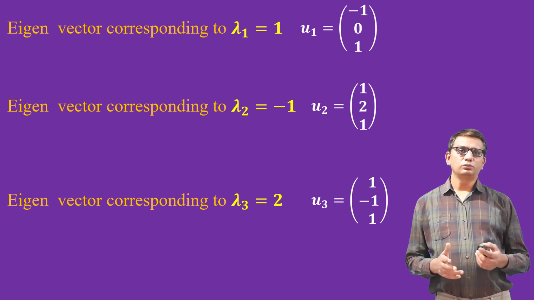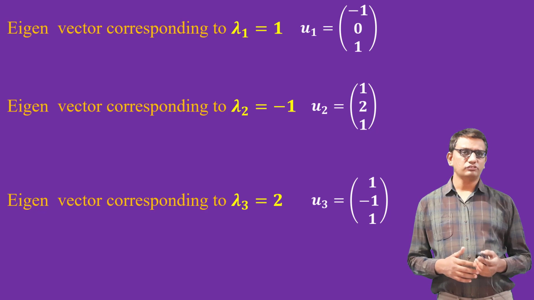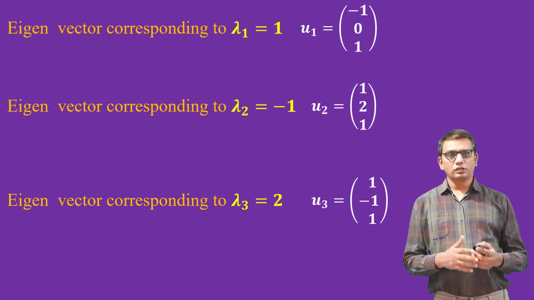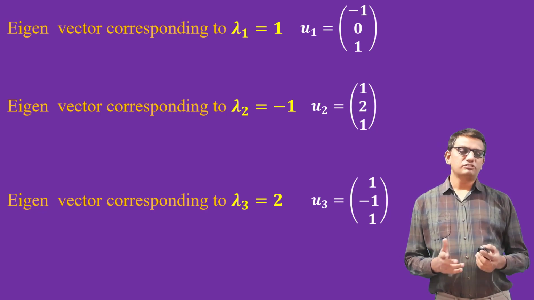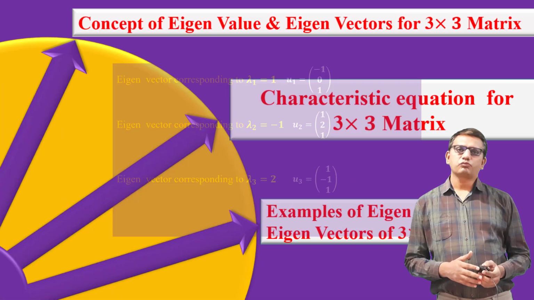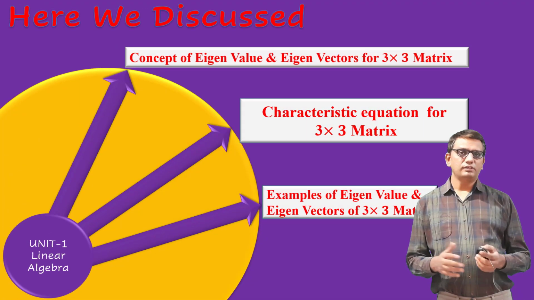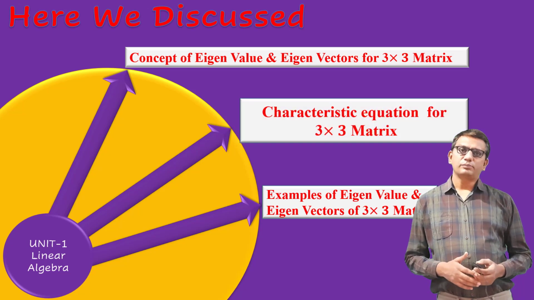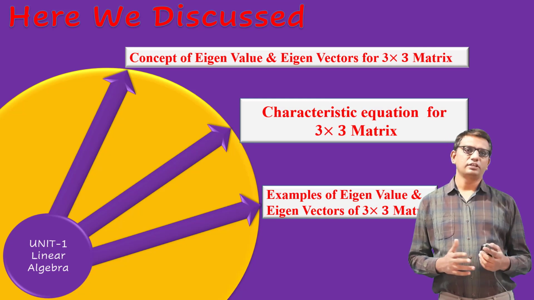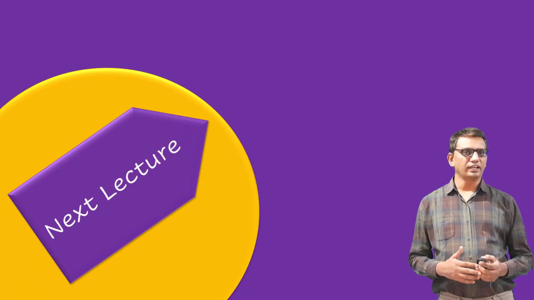For lambda equal to 2, we have this eigenvector, and for lambda equal to 3, we have this eigenvector. So these are the linearly independent eigenvectors for 3 cross 3 matrices. This is the concept of finding eigenvalues and eigenvectors for 3 cross 3 matrices. Already here we studied the concept of eigenvalues and eigenvectors for 3 cross 3 matrices, how to find the characteristic equation, and some examples related to 3 cross 3 matrices for eigenvalues and eigenvectors.